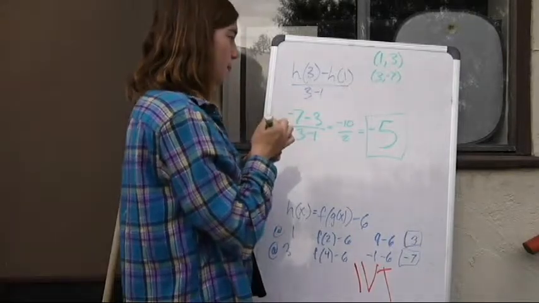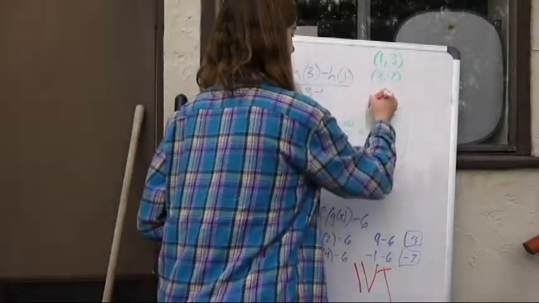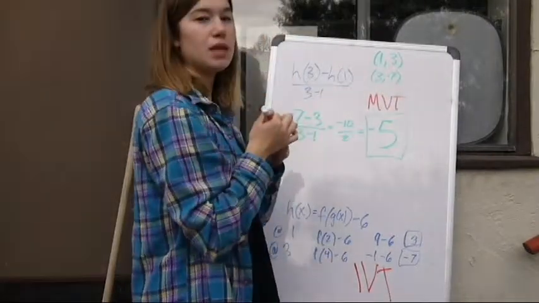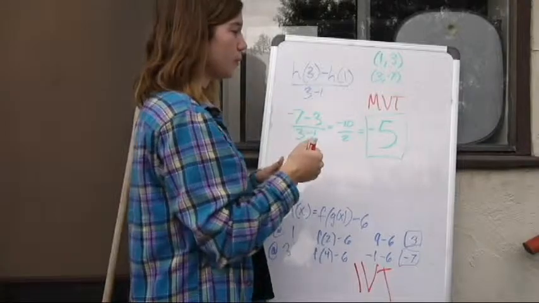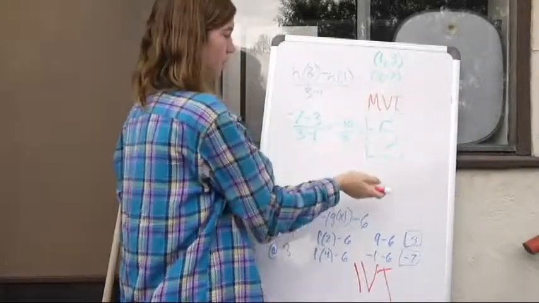So, by the mean value theorem, we were able to solve that the mean slope between these 2 points is negative 5.